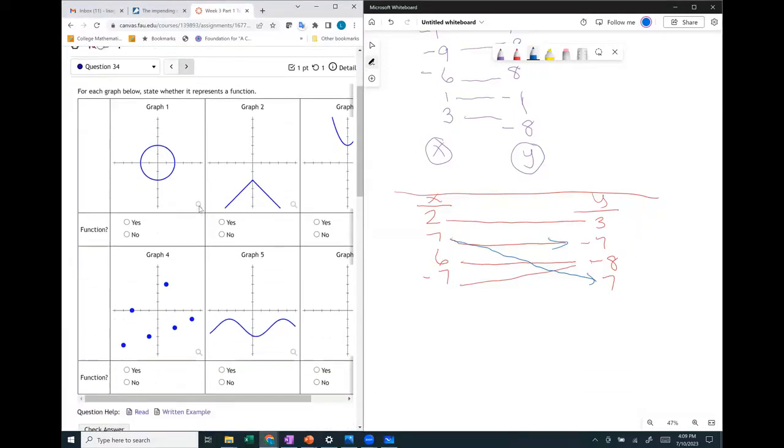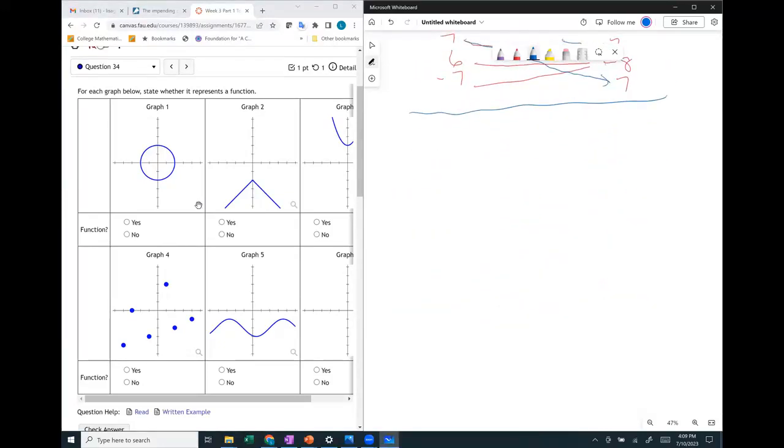Another way we can tell whether something is a function is it passes the vertical line test.